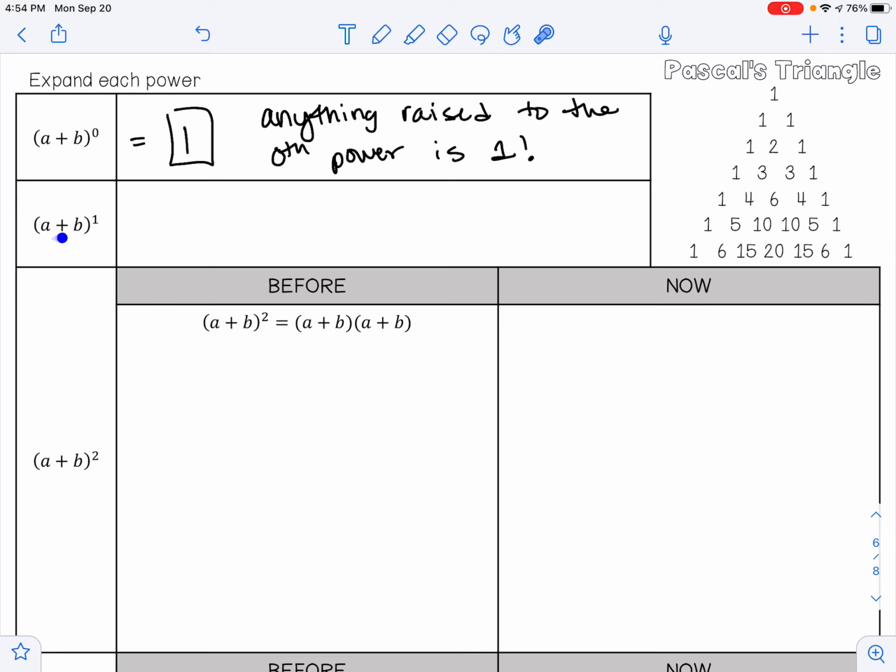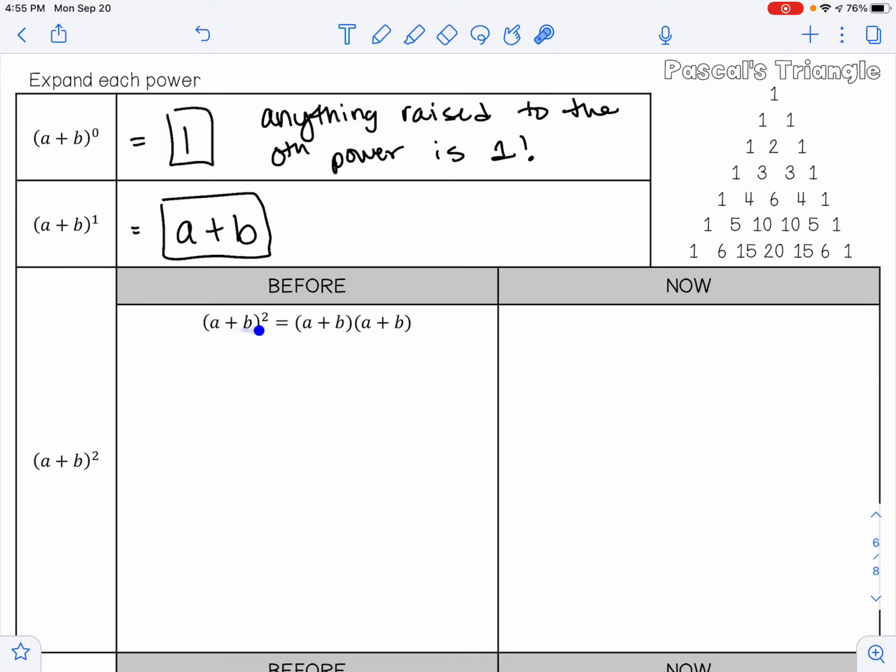For a plus b to the power of 1, we also know that anything raised to the 1st power is itself. So that's just a plus b. If you want to use Pascal's triangle for that, you can see here the coefficients are 1 and 1. Here the coefficient of a is 1 and the coefficient of b is 1. Now you're like, okay, why do I need to know this Pascal's triangle thing?